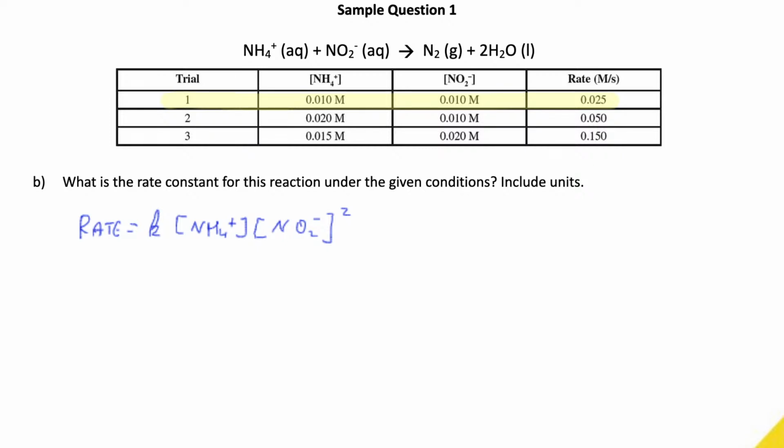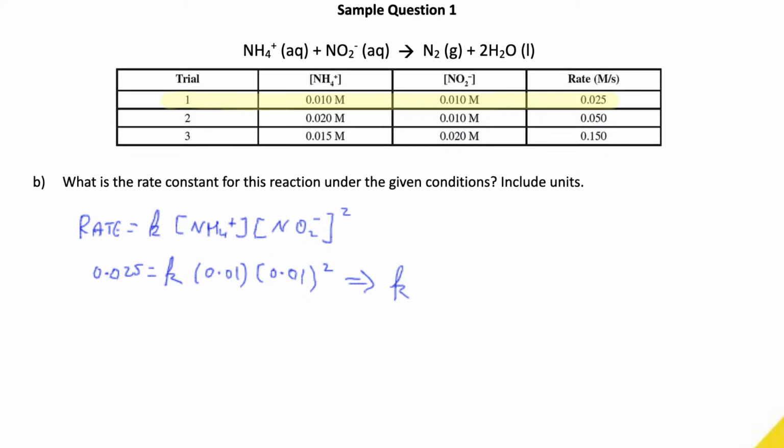Okay, so let's put in the numbers. This is 0.025 equals k. K is the rate constant. 0.01, 0.01 squared. And what this gives me, as far as k is concerned, once again, you go to your trusty calculator. Don't try doing this in your head, especially if you have a calculator, because you may actually get it wrong.